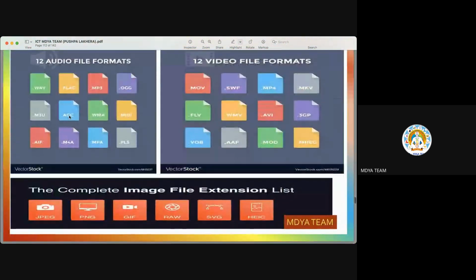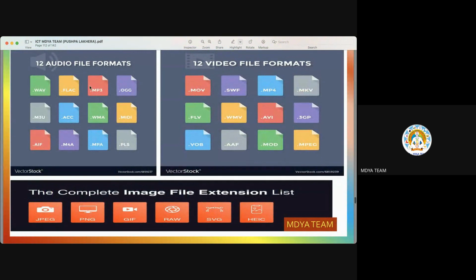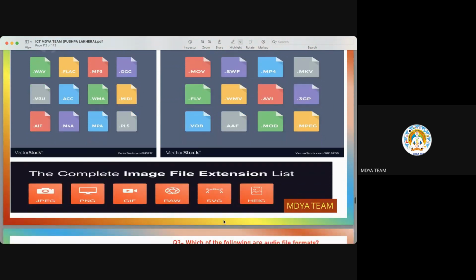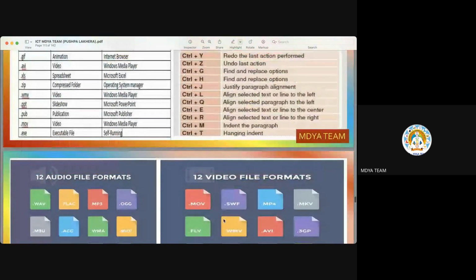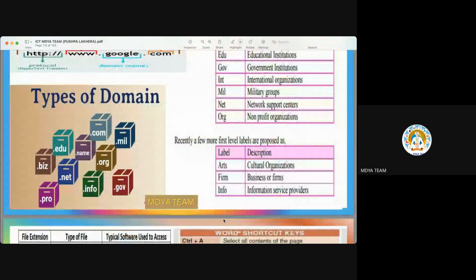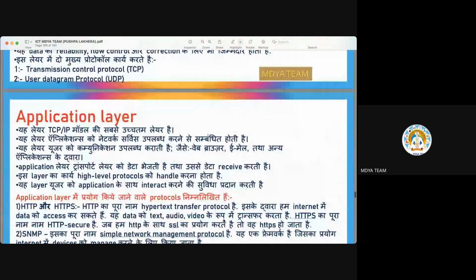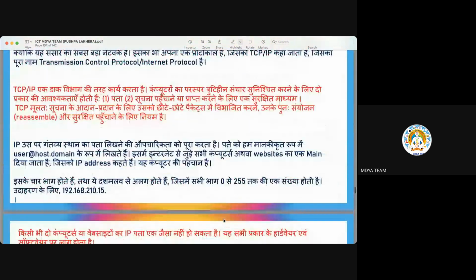Here some examples are given: audio file formats, video file formats. So you should know what type of file extensions they use, like for images, JPG, PNG, GIF, RAW, SVG. You should know a few names for that. So that much is enough for today, I think.